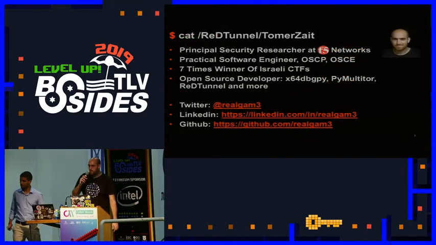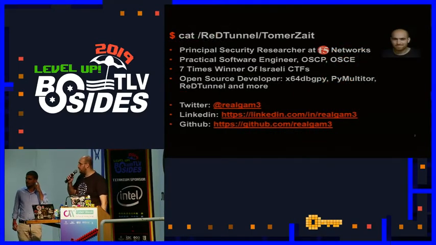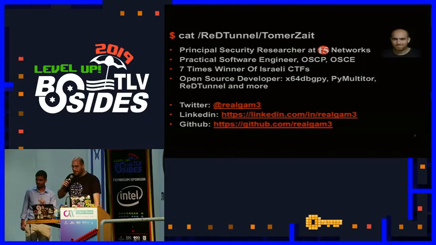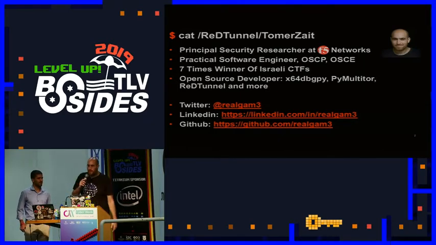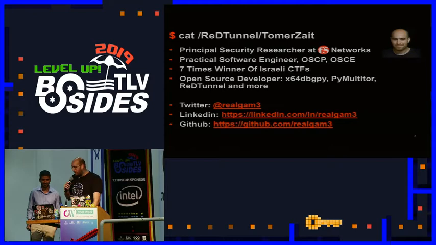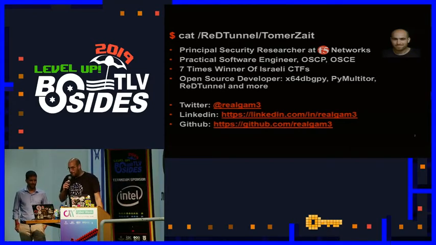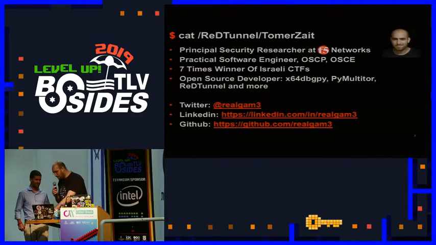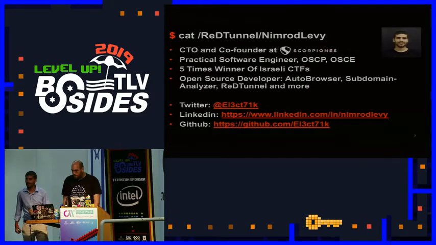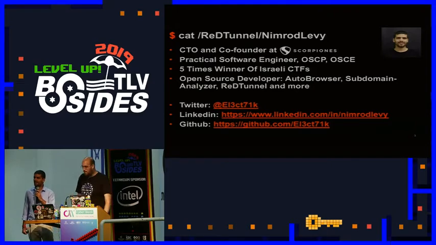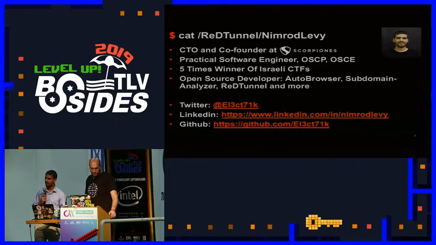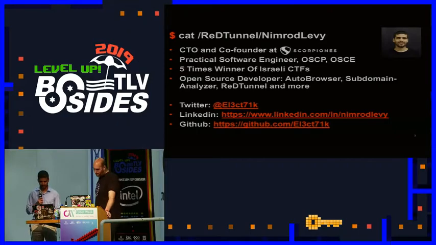Okay, my name is Tomer Zait. I'm a security researcher at F5 Networks. I'm also a CTF competitor and creator, and an open source developer. And that's it. What can I tell about myself? Nimrod? So my name is Nimrod Levy. I am the CTO and co-founder at Scorpiones. I'm playing CTFs and giving back to the community by developing open source tools.